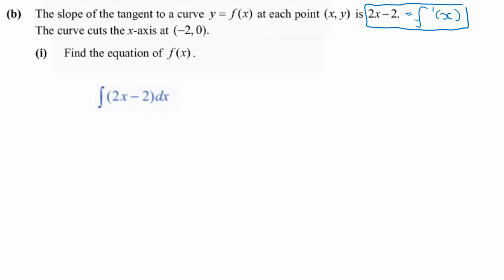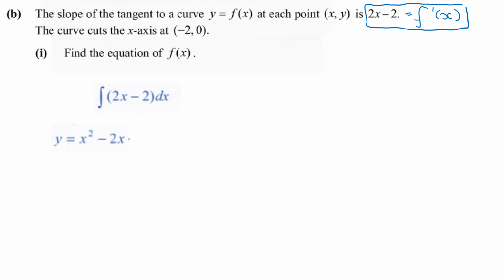So we're integrating that slope, 2x minus 2, with respect to x, so dx. We work backwards, add 1 to the power, divide by the new power, and we get y is equal to x squared minus 2x. You can also use f of x here. I've just used y to make it easier for the next few steps.